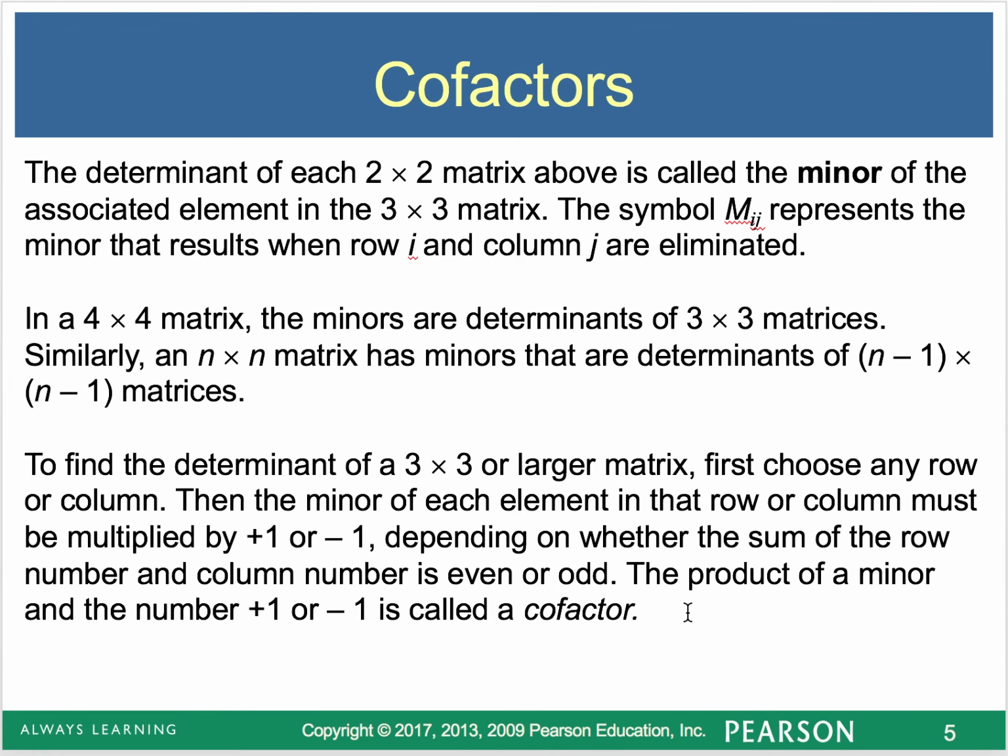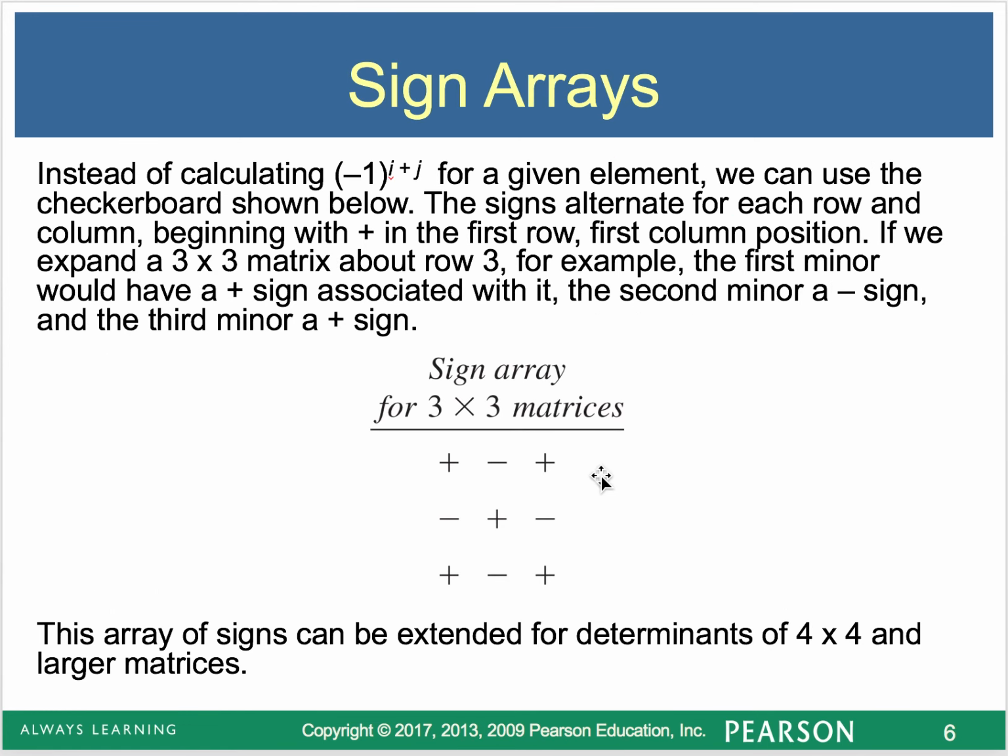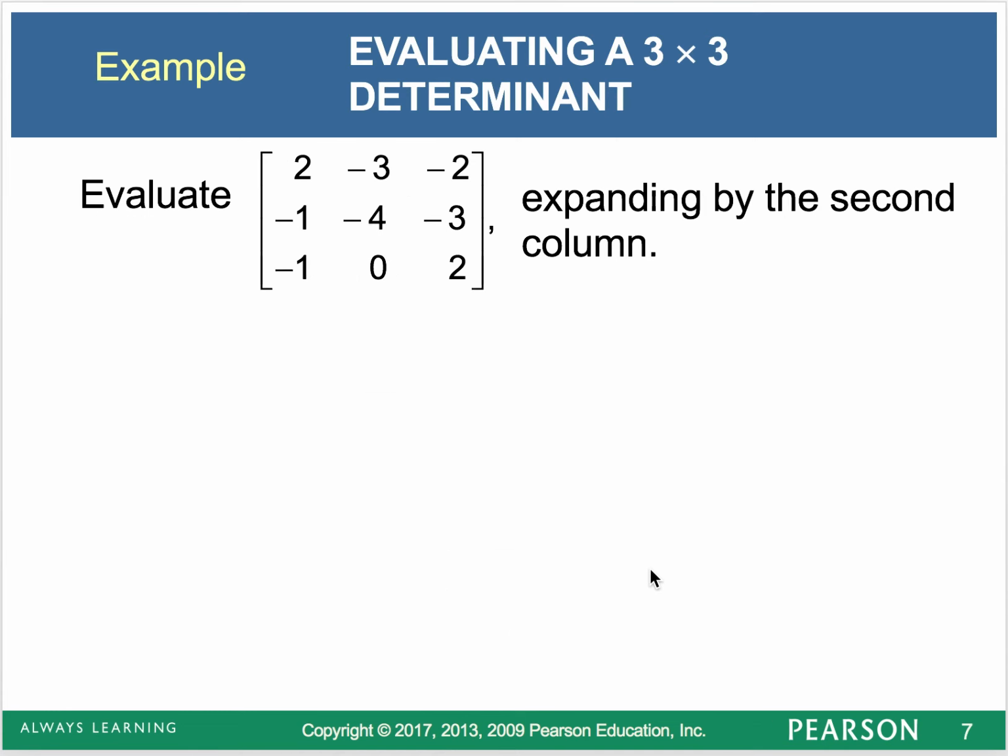And in order to do that, one thing that we do need is this sign array for a 3 by 3 matrix. So notice the signs alternate, starting with positive. Plus, minus, plus, minus, plus, minus, plus, minus, plus. So real easy to keep up with. All right, let's just go on and evaluate the determinant of a 3 by 3 and see how we're going to do that.